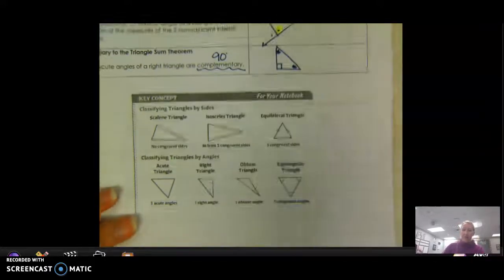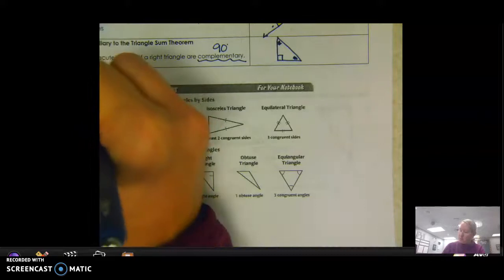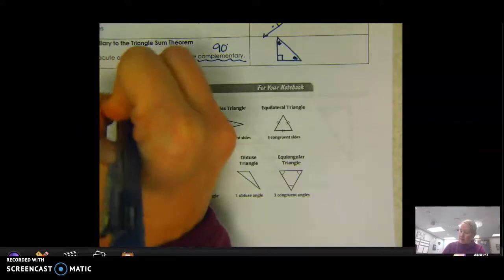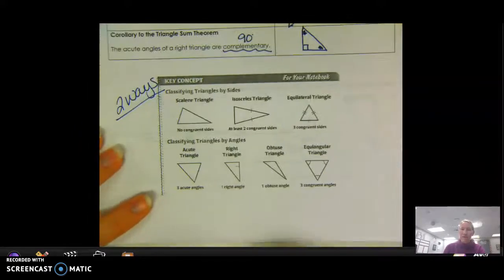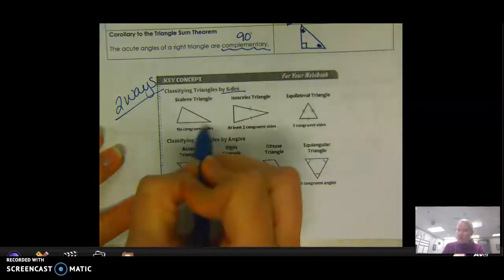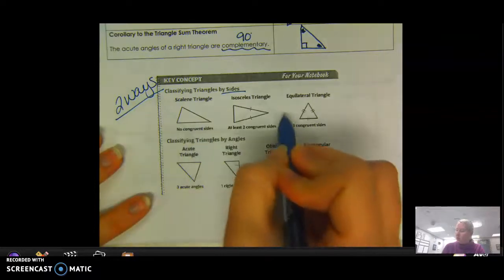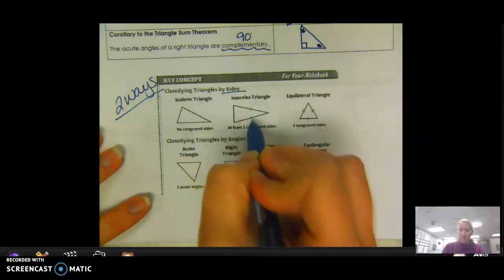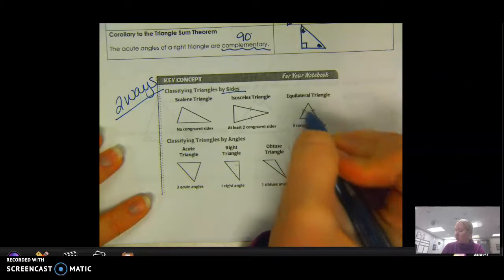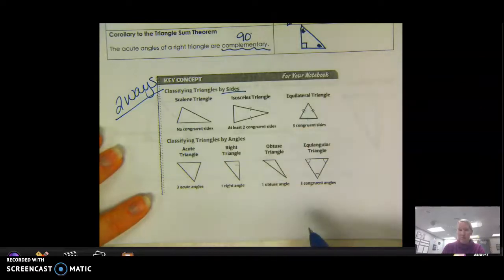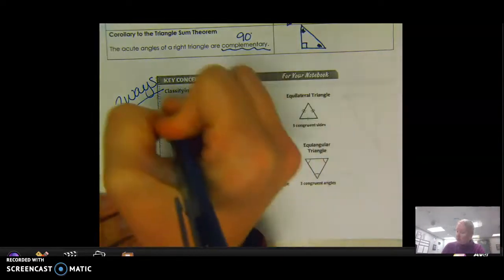Okay, classifying triangles. You have to be careful on this, guys, because we classify two ways, and always two ways. We classify them by their sides. So we have a scalene triangle where no sides are congruent, so none of the sides are the same length. We have isosceles, where two of the sides are the same length. And then we have equilateral, where three sides are the same length. So that's the first way we classify them.